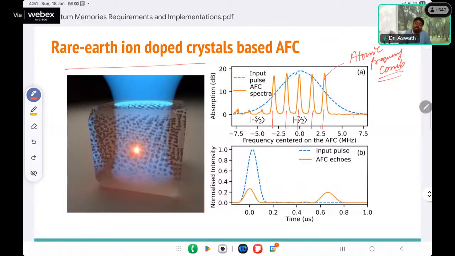When I send in such a pulse, what happens? The pulse is absorbed by the atoms at these frequencies, and they retain that energy for some time. After some time, they emit. How much delay is there? That delay of returning is the memory time for me. For example, my input pulse is the blue pulse shown here. After some time, the input light comes with a zero output, but there is an echo.